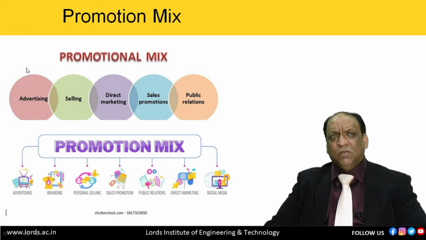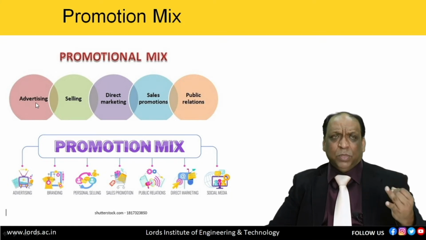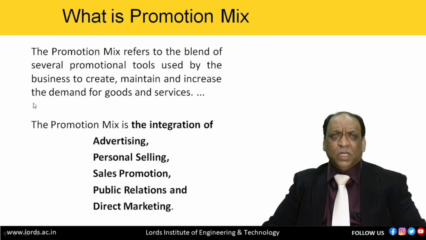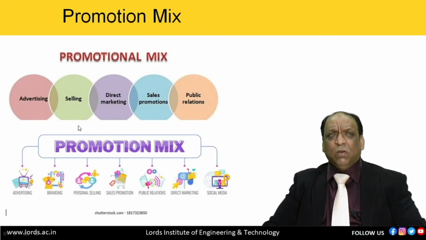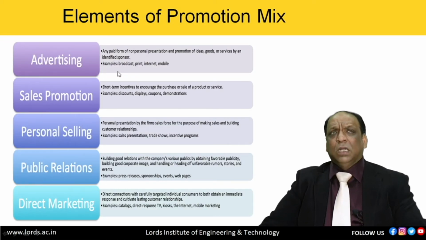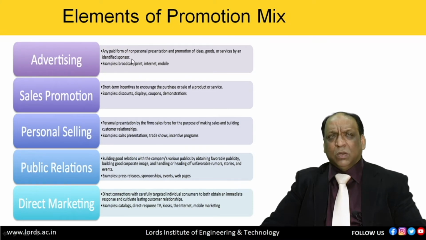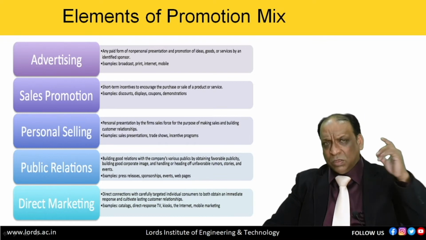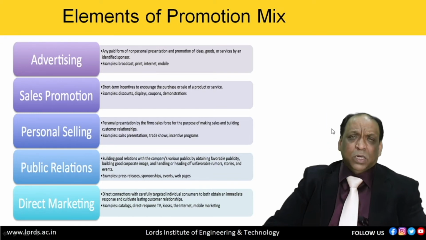So let's start first with advertising. So advertising is of three kinds: above the line, below the line, and through the line. Now how do you define advertising? It can be a paid or unpaid form of non-representative promotion. So examples are broadcast, print, internet, and mobile. So you can promote either goods or services by advertising.